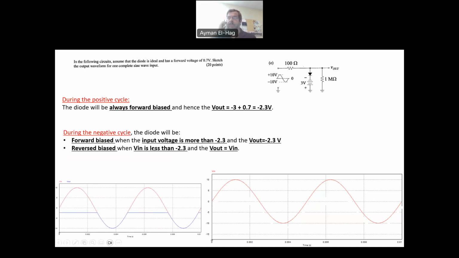So with this, we now know how to handle a question where you have a diode and you are asked to draw the waveform.